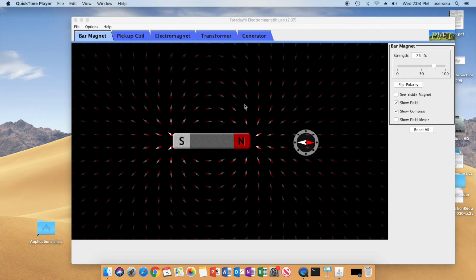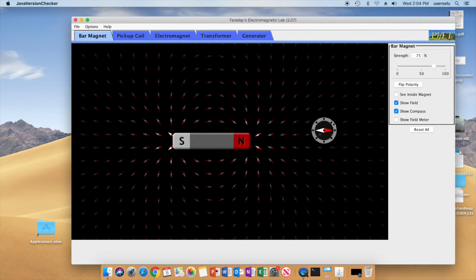Let's look at a PhET simulation of a bar magnet. You will notice on the right here I have a compass. If you'll notice, the needle begins to move as I move the compass around. The motion of the needle follows the field lines that are displayed for this bar magnet.